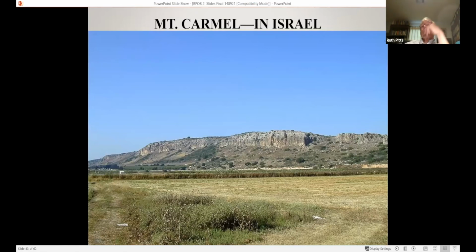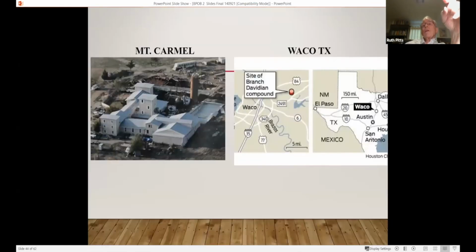Mount Carmel, this is the site of Elijah's contest with the prophets of Baal. This is the site in Israel. And so it's seen as a place of contesting true religion and false religion. All right. This is why the Branch Davidians called their home Mount Carmel.